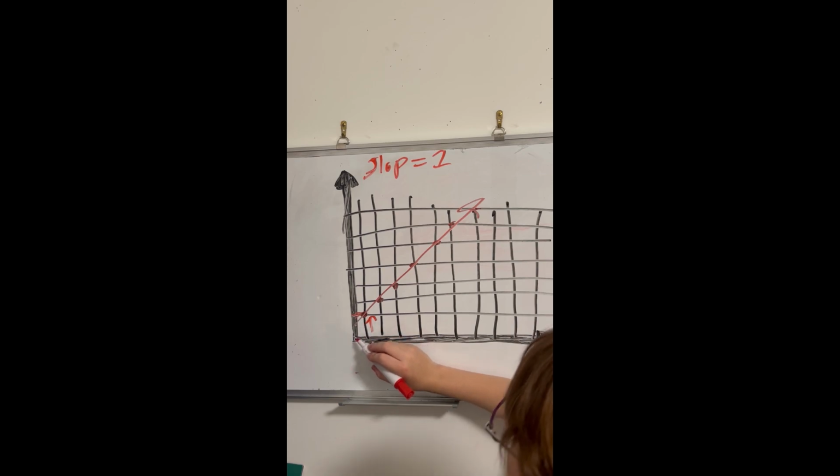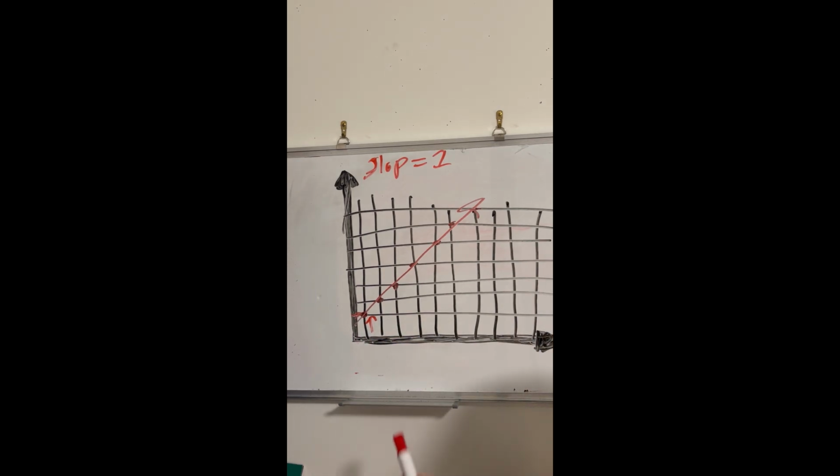It's not a 45-degree angle, but if I drew the graph properly, it would end up becoming a 45-degree angle. I just can't draw straight lines.